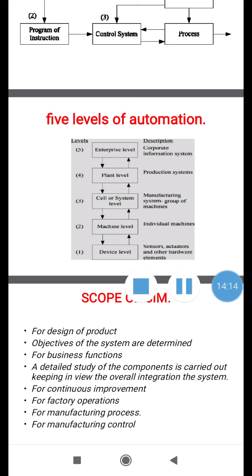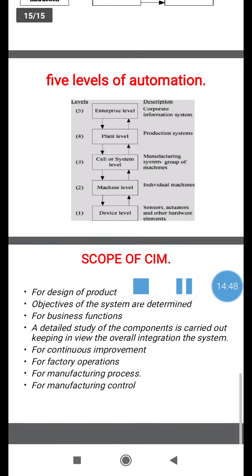Next, the third one is the cell or system, that is a manufacturing support group of machines, or more than one machine used in this third level. Next one is the plant, that is how to implement the automation in a total plant, that is the production system. The last one is the enterprise level, that is the information system. These 5 levels indicate how to implement the manufacturing process with the help of automation from device to plant, from one device to the whole plant.